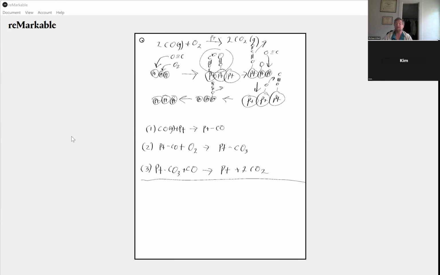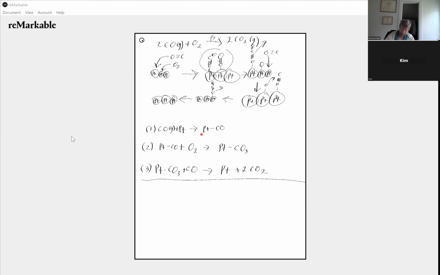So we're going to propose this. And like I say, there are ways to test. We can never prove a mechanism. Remember, it's science. We can't prove anything. We can prove if a mechanism is wrong, but we can never prove if it's right. But here's a new mechanism we're going to propose.